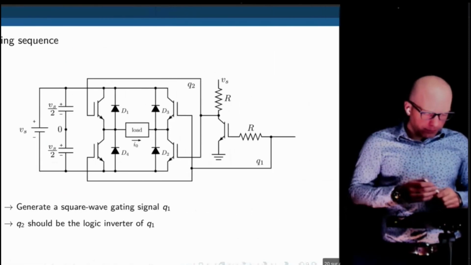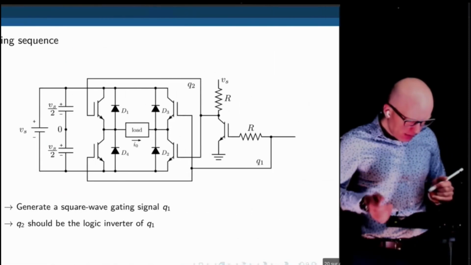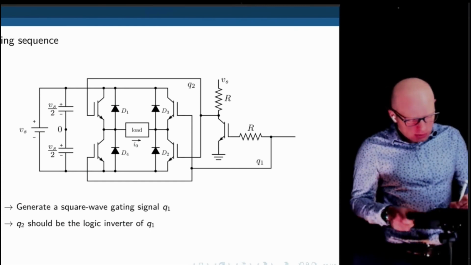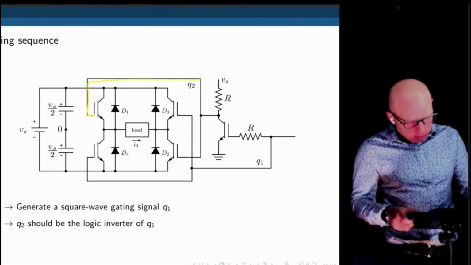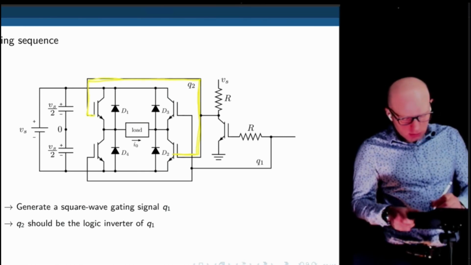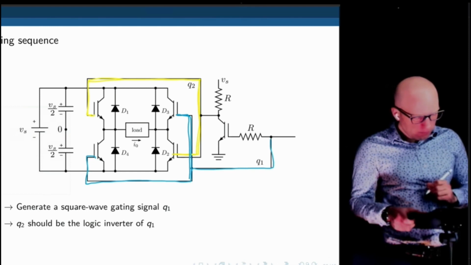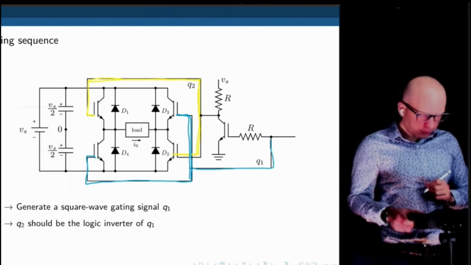Thanks. Yeah. So here is the same idea that we had before for the gating sequences. Notice that these transistors here are connected together, so they receive the same signal. They always operate together. The other two transistors are also connected together to the same wire. They always operate together.